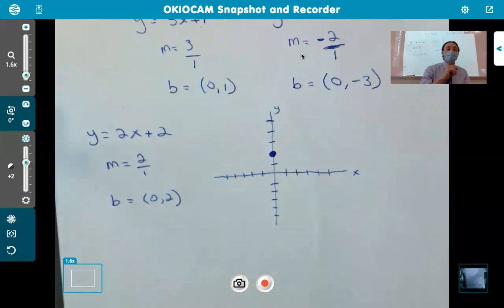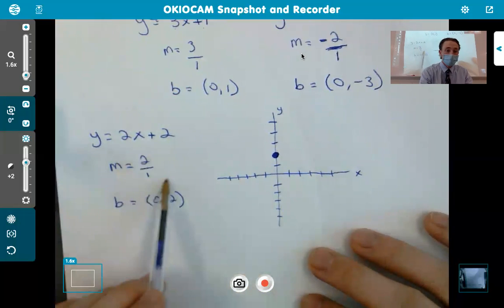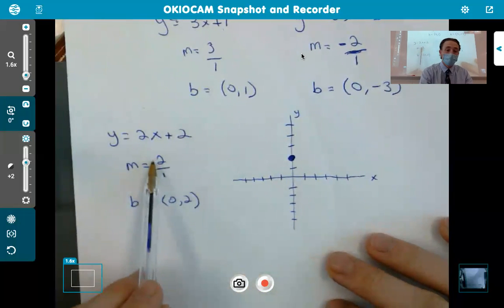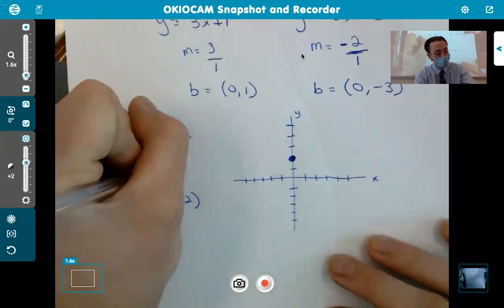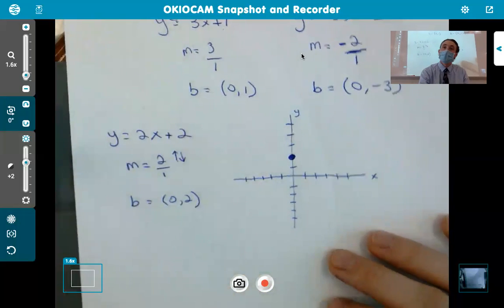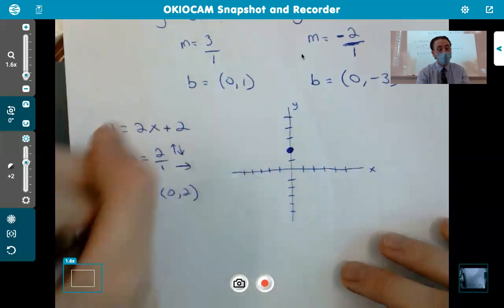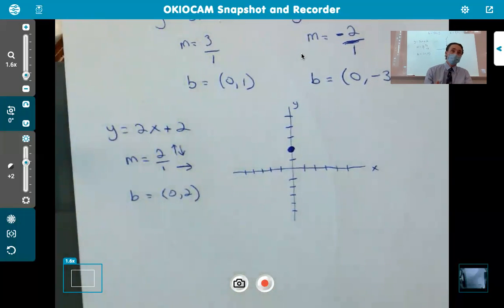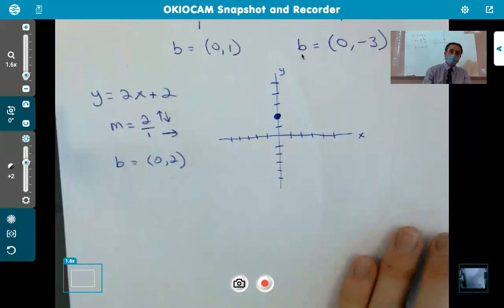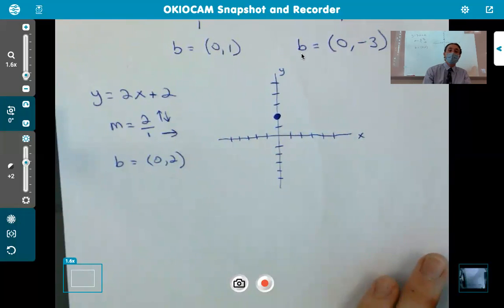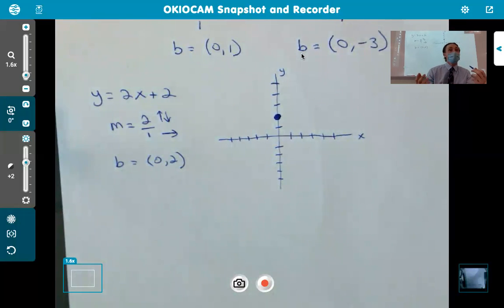Now I'm going to use my slope to help me plot the other points. The reason we write this as a fraction is because whatever number is in the numerator, that's how many we go up or down. And the number in the denominator is how many we go to the right. You're always going to go to the right. If it's positive, do you think we go up or down? If it's negative, where do you think we go? Pretty self-explanatory, right? Positive is up, negative is down.